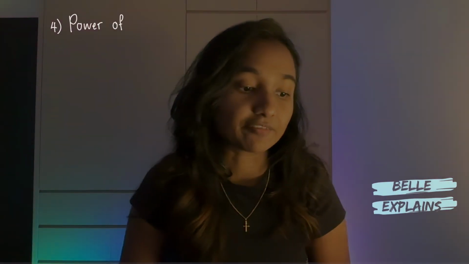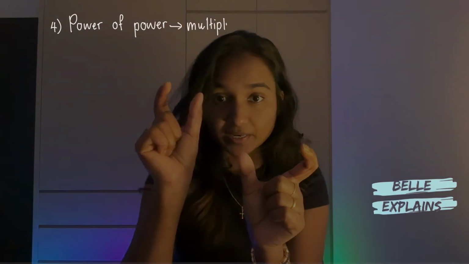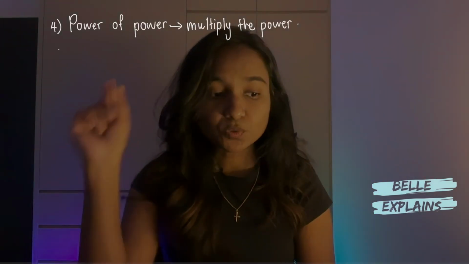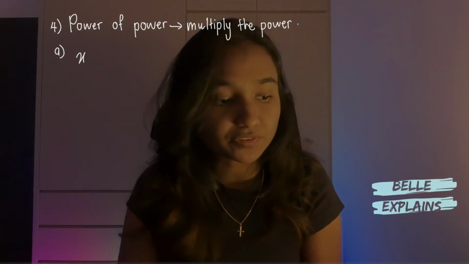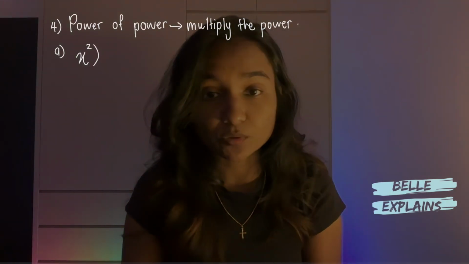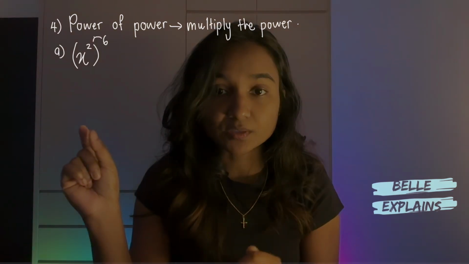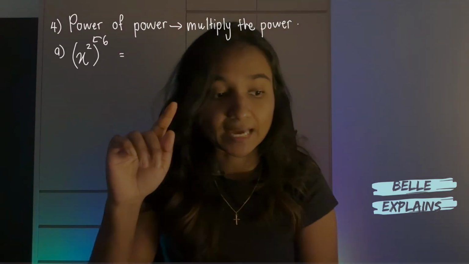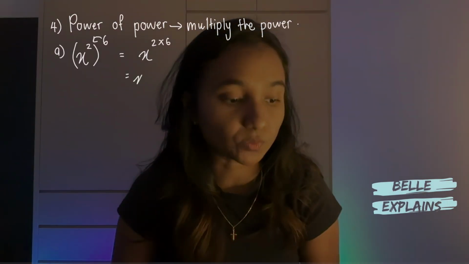Rule number 4, we have power of a power, which means that you have a base number, you have a power, and outside the whole bracket, there is another power. So what happens there is you can multiply the two powers together. For the first one, we have the example x to the power of 2, there's a bracket, and then there's a 6 outside. So remember, when there's a power of a power, you need to multiply the powers. So x to the power of 2 times 6, you will get x to the power of 12.